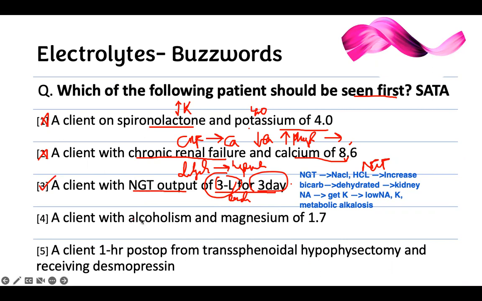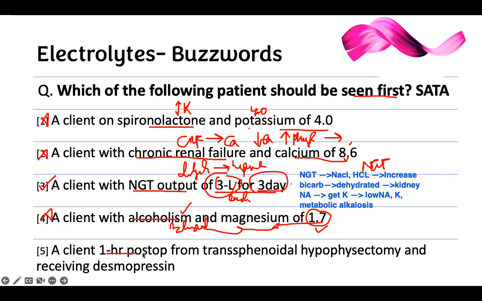A client with alcoholism and magnesium of 1.57. A patient who is alcoholic is malnourished. That's the key you can connect. Malnourishment is the number one cause of hypomagnesemia. But this is low normal, so that's fine. You expect them to have a lower level of magnesium. So this is an expected finding for an alcoholic.